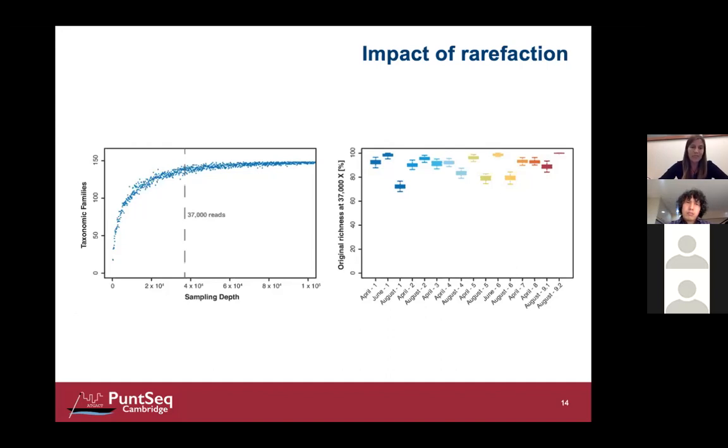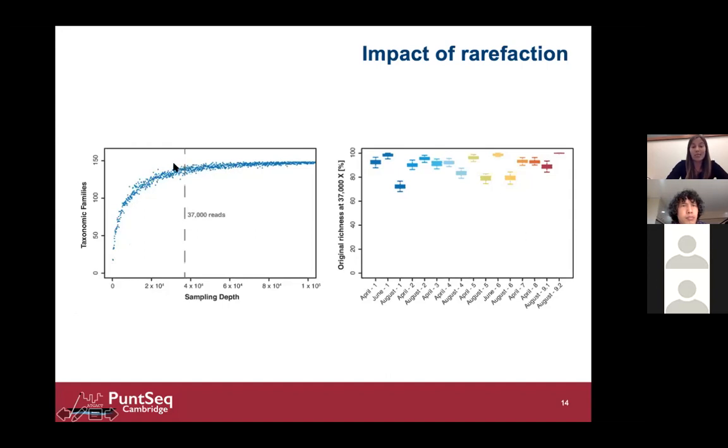So what we did is we ran a lot of rarefactions, drawing randomly a certain number of reads. And this is what you see here on the x-axis, the sampling depth, and we would then see how many bacterial families we still get. And you can see that obviously, the more reads you maintain, the more families you get.